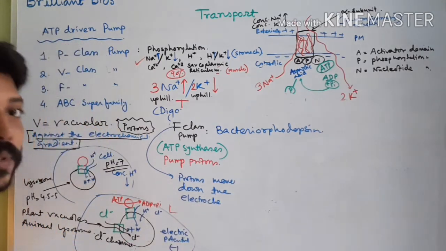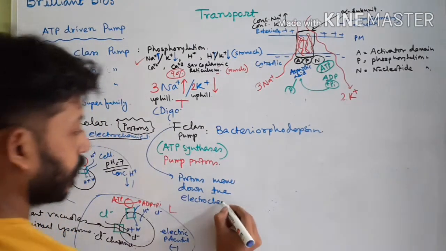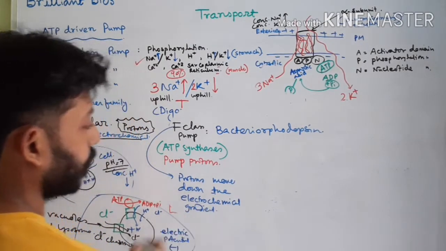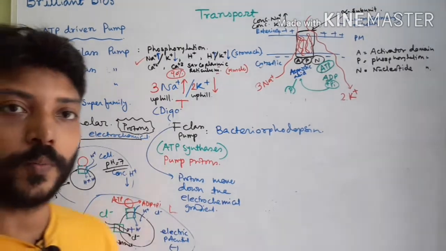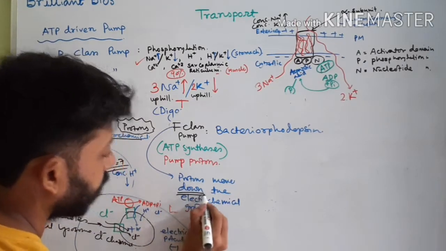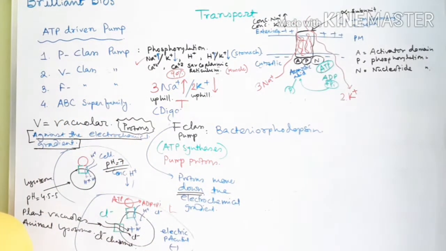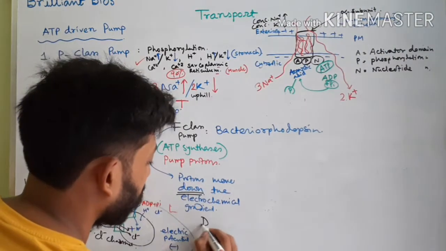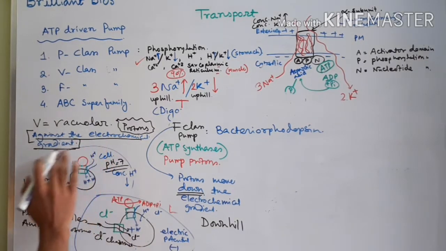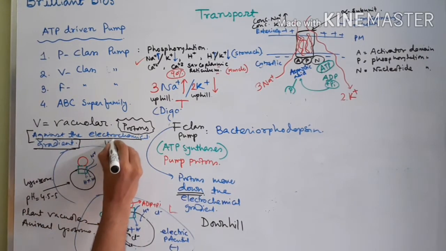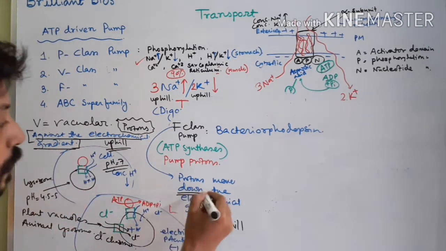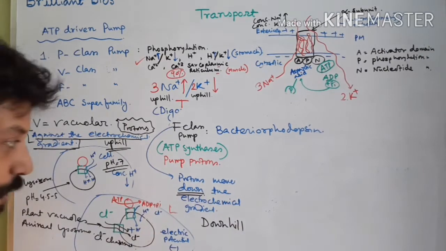When we use positive charge or negative charge, we use electrochemical gradient. Very simple. Here the proton moves down the concentration gradient. This is the important term, down. That means here the movement of hydrogen occurs downhill. So ATP is synthesized, but in the V-class the proton moves uphill. Okay, there is a difference. Against the electrochemical gradient, here it is down the electrochemical gradient.